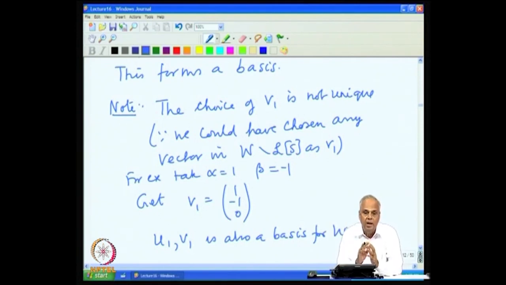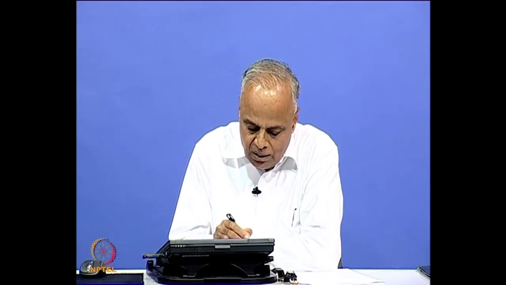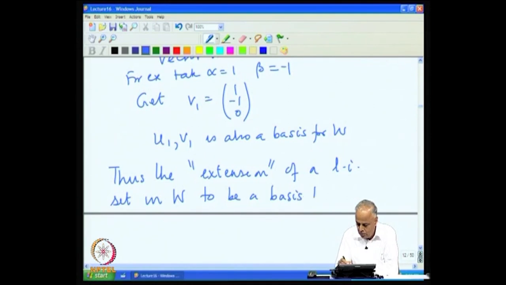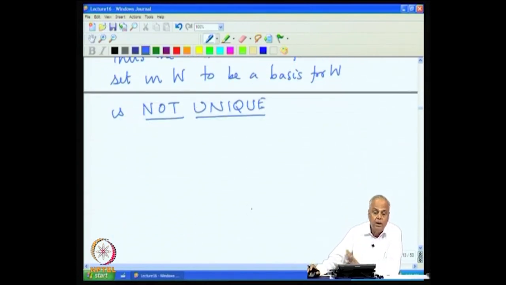And therefore, when we say that any linearly independent set can be extended to a basis, the extended part is not unique. The starting part, the given set S, is unique, that is what we want to be a part of the basis, and what we append to make it a basis can be chosen in any arbitrary manner. So, there are many ways of choosing it. Thus, the extension of a linearly independent set in W to a basis for W is not unique. However, the fact of the matter is that we can always extend. There should be at least one extension. That is what is important for us.